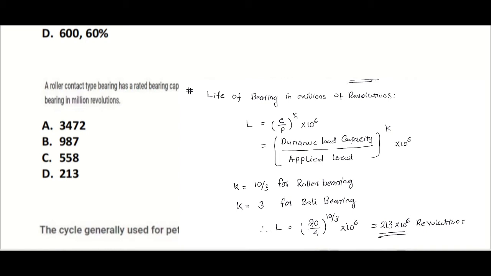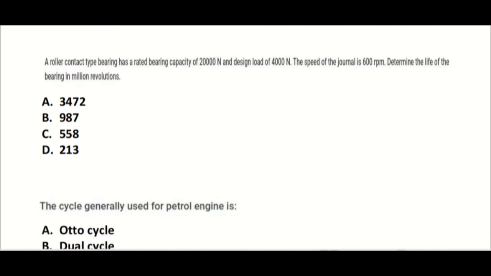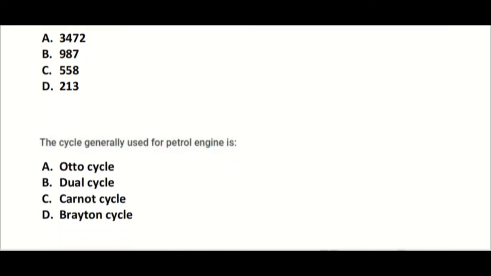Here, life of the roller contact bearing: L equal to (20,000 divided by 4,000) the whole raised to 10 by 3 into 10 raised to 6, that will be equal to 213 into 10 raised to 6 revolutions, that is 213 millions of revolutions. The correct answer is option D, 213.